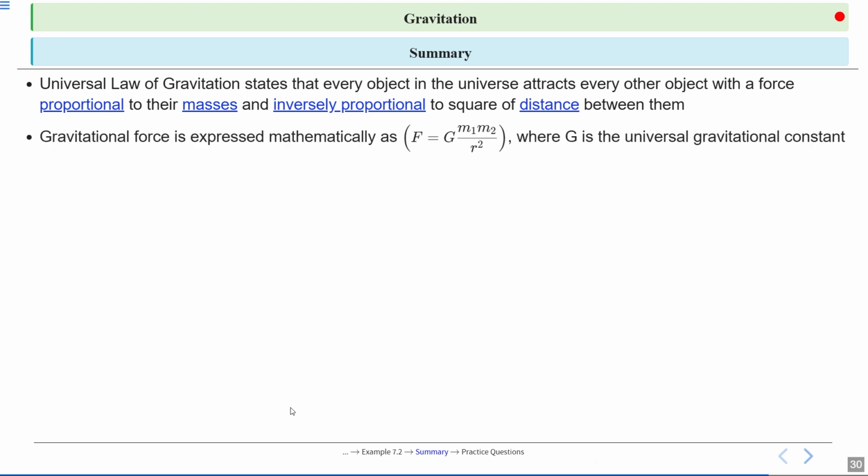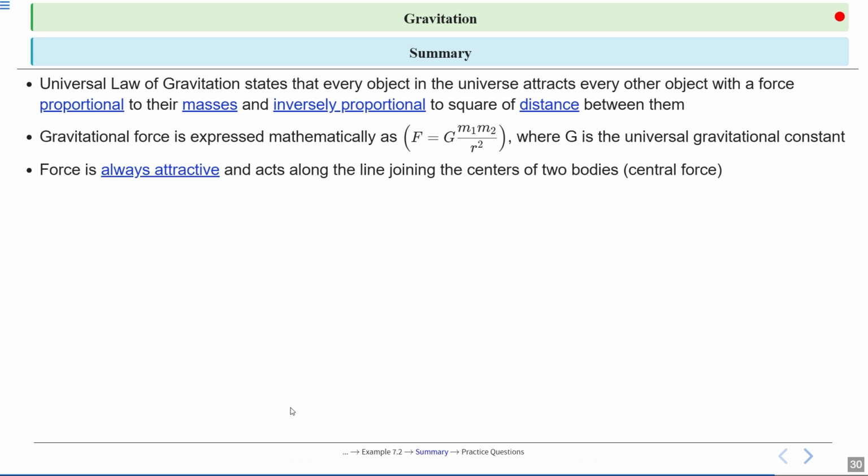The mathematical expression of gravitational force is given by the formula F equals G times m1 m2 divided by r squared. Here F is the gravitational force, G is the universal gravitational constant, m1 and m2 are the masses of the two objects, and r is the distance between their centers.